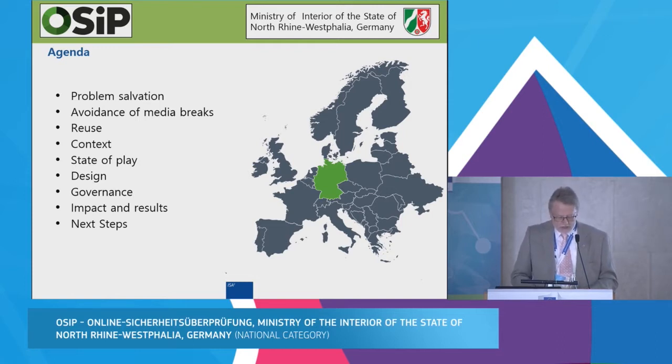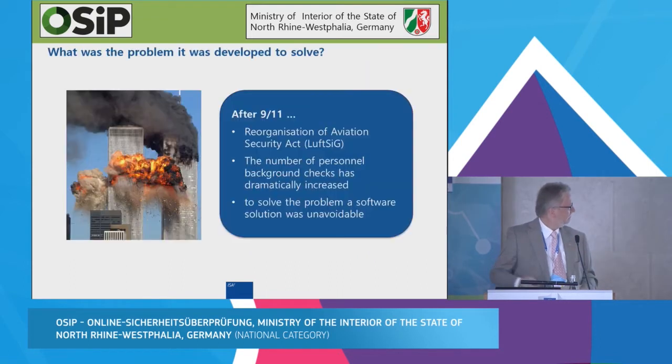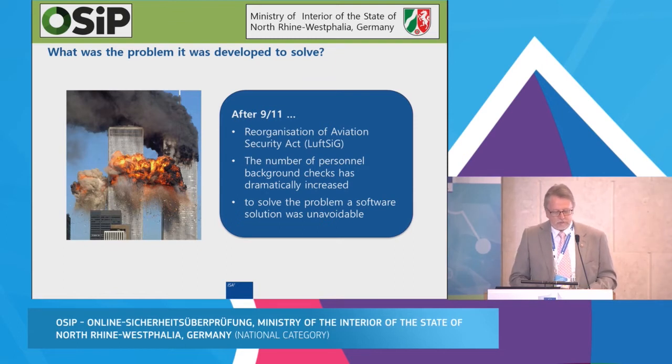What was the problem and how did we solve it? I think with this picture, you remember what happened on 9/11. Security checks at airports have since been tightened considerably. The German Air Safety Act has been modified in such a way that not only the flying staff has to be checked, but all the personnel who are given access to security-critical areas of an airport must now be checked by the Air Safety Authority. And this must be done every year, annually. And that is the way the number of security checks has increased dramatically.